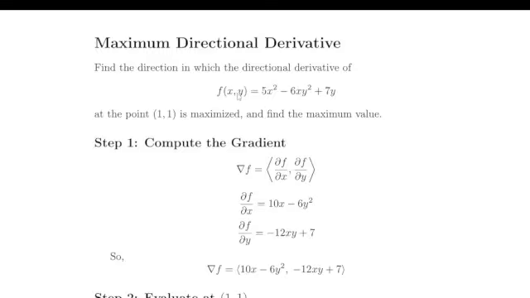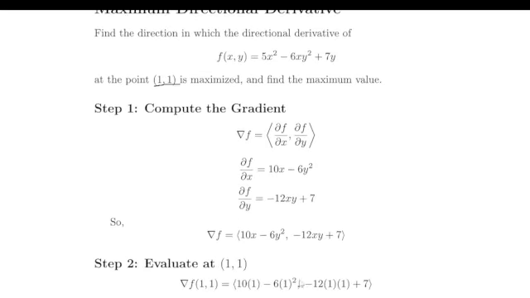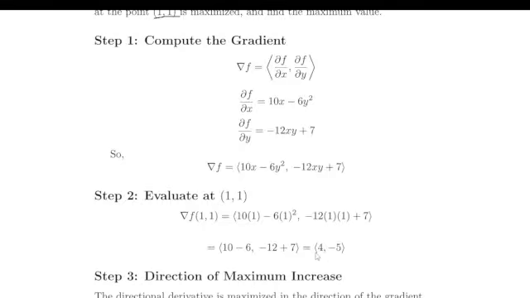So we're going to take the derivative with respect to x and y. With respect to x, we get 10x - 6y². With respect to y, we get -12xy + 7. And now we want to evaluate it at the point (1, 1). So that's just going to be 4 and -5.